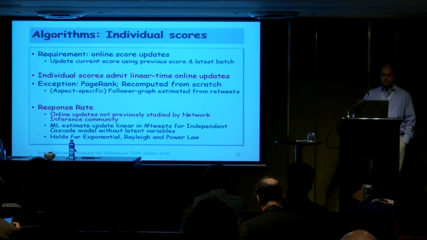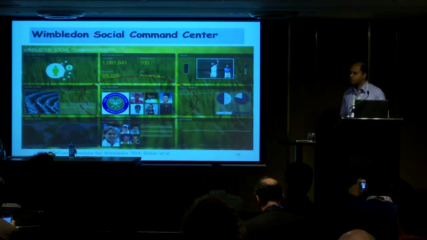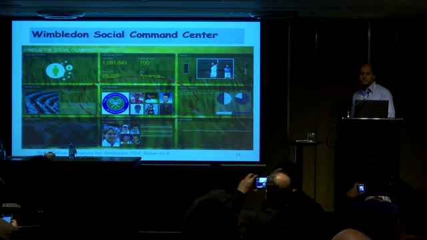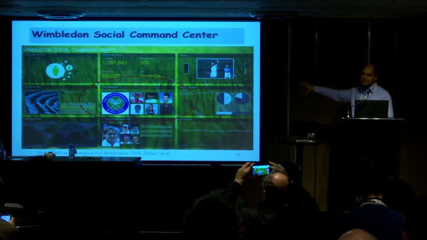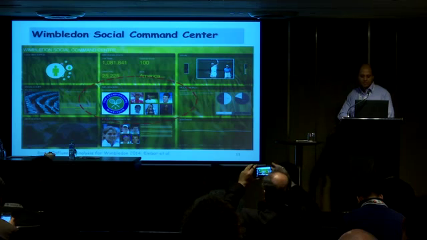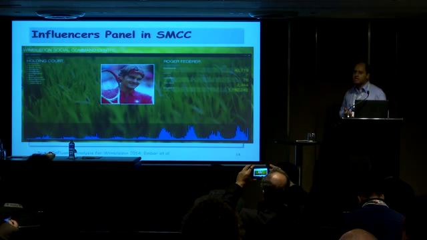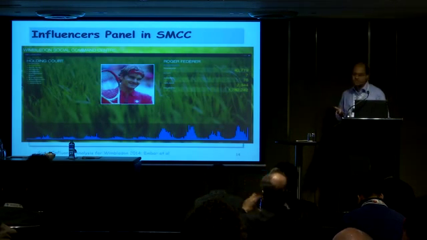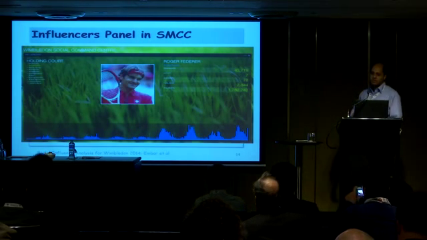Okay, so much about the algorithms. Let me now come to the actual deployment and what we learned from it. So this is a snapshot of the social command center that was deployed at Wimbledon. You can see that this influencer panel was literally at the heart of it. And so when you clicked on that, you got to see who the current top influencers are. In this case, the top influencer happened to be Roger Federer. Well, not happened to be, he was a top influencer most of the times. And so you can see the individual scores for Federer here.